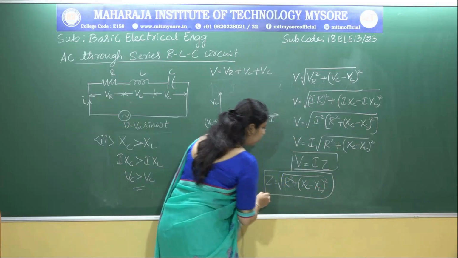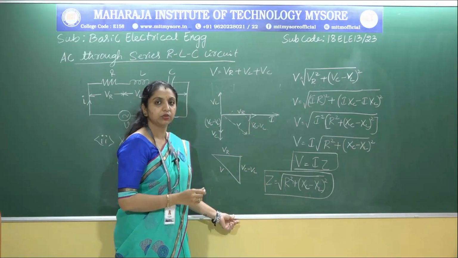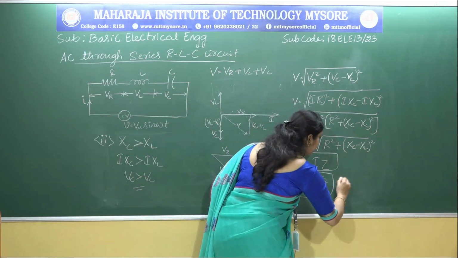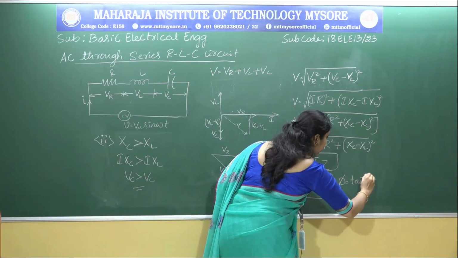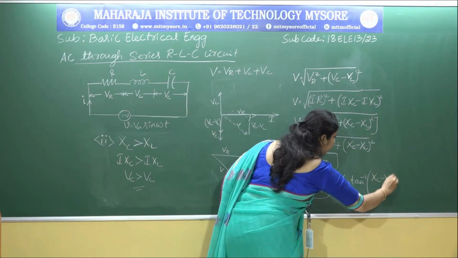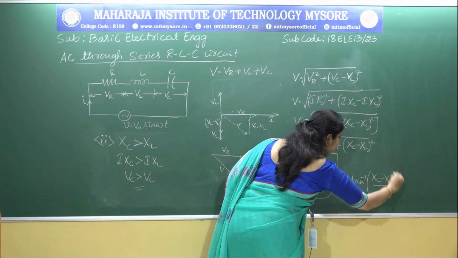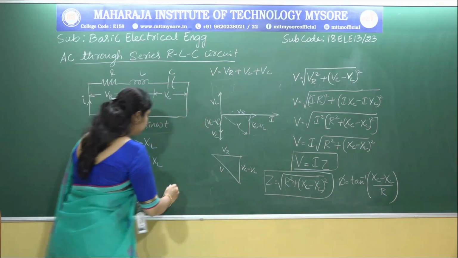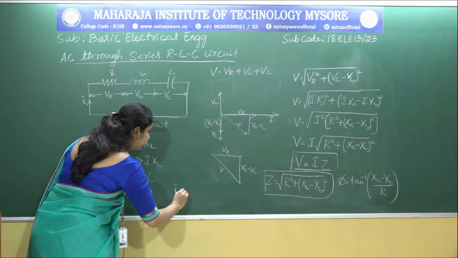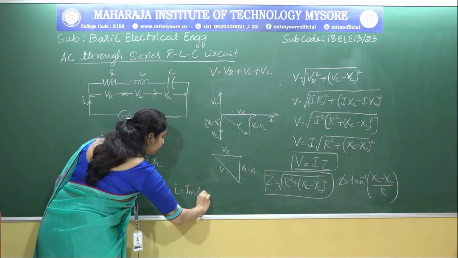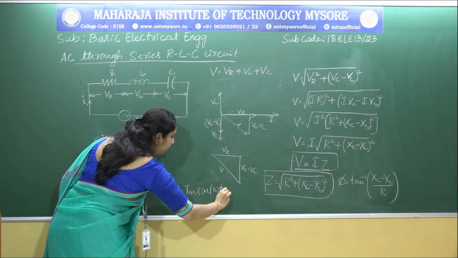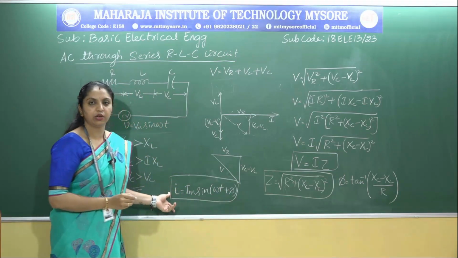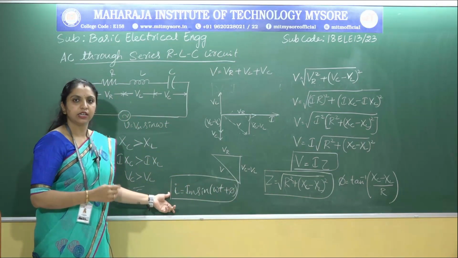So this is the equation of impedance, that is when XC is greater than XL, and similarly phi can be represented as tan inverse of (XC minus XL) divided by R. Okay, then how do we write the current equation here? Since the current leads, I is equal to Im sin(omega t plus phi). So this is the current equation for the condition XC greater than XL.